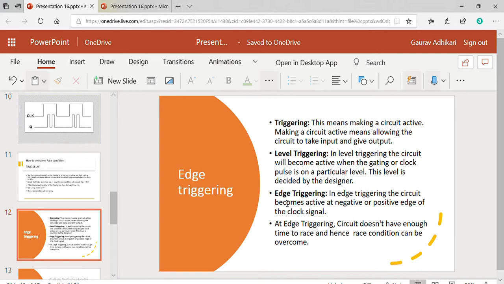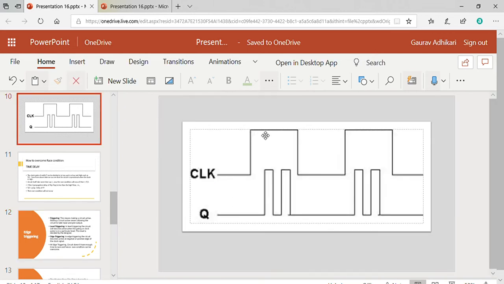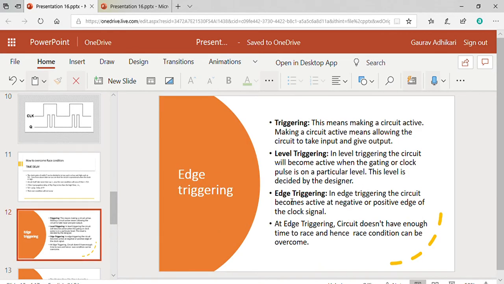Level triggering. In level triggering, the circuit will become active when the gate or the clock pulse is at a particular level. The level is decided by the designer. We can see that this is the level triggering, where there is a particular level of the clock pulse. Edge triggering. In edge triggering, the circuit becomes active at the negative or positive edge of the clock signal.